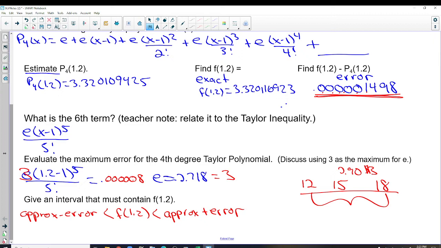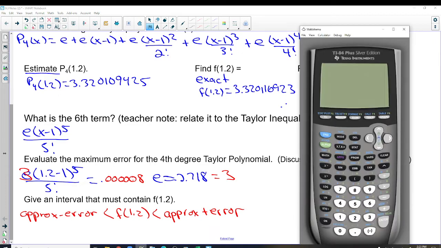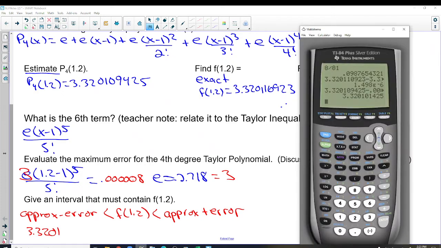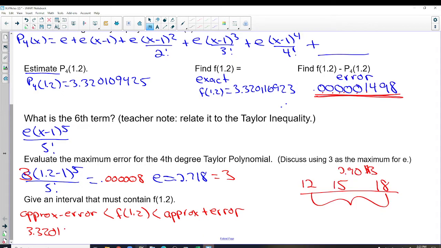All right, so now when you take the estimate plus or minus the error, I don't think I have the right answers on here, so let me do this very quickly. I said I wasn't going to do this, but I want to. 3.20109425 minus 0.123458. So 3.3201, 3.3201, 01425. Is that what I had? Yeah, that's what I had.